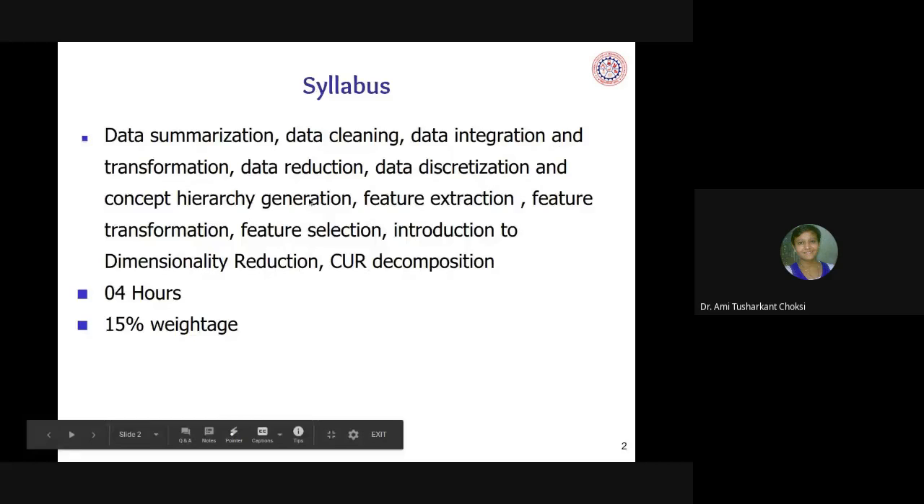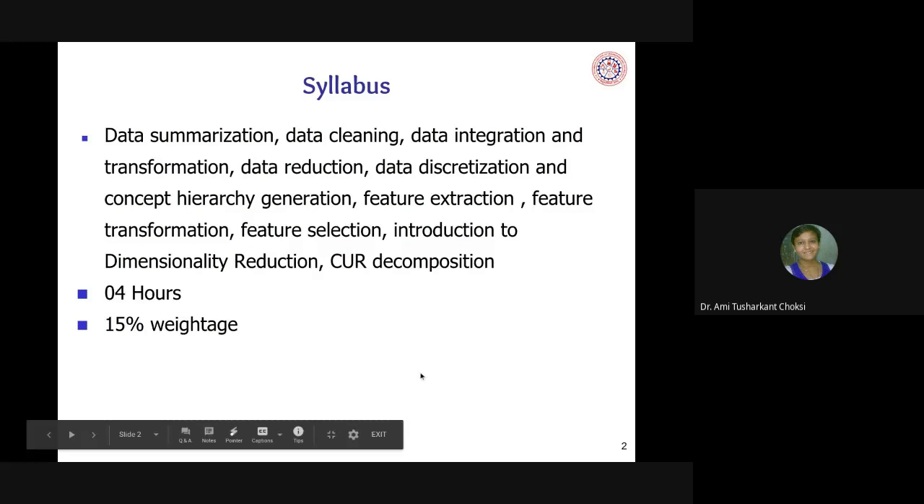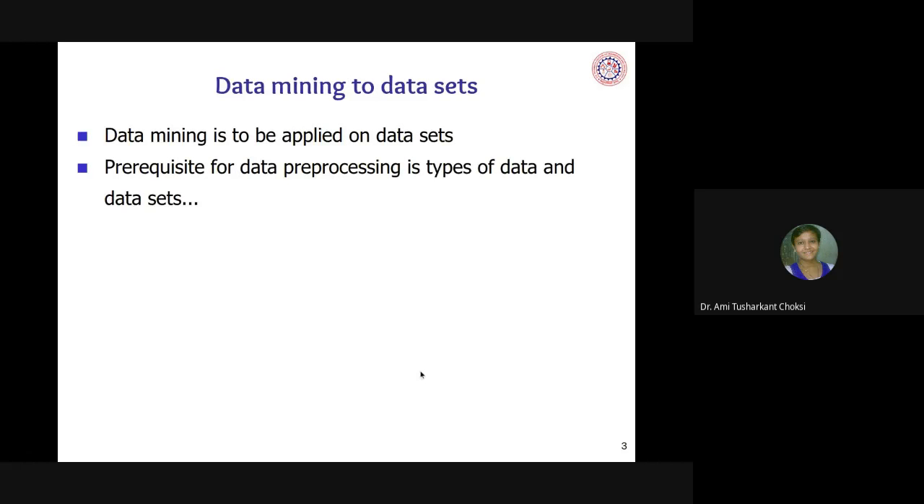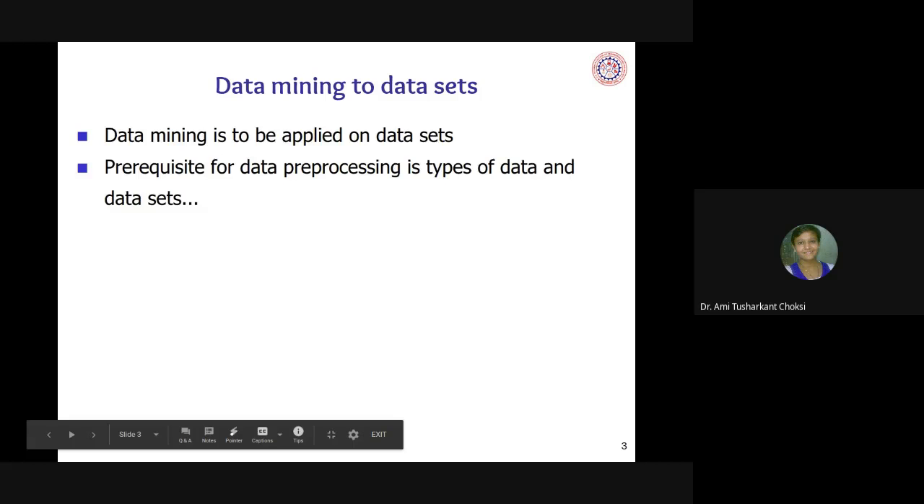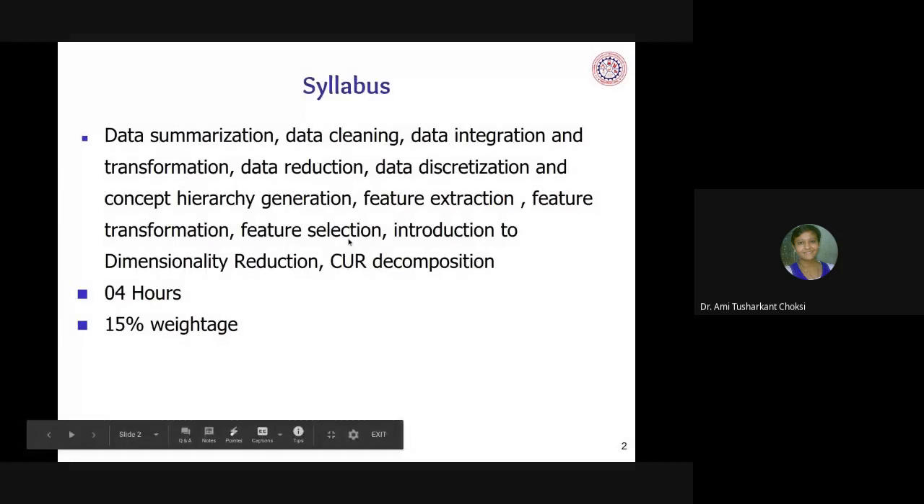So the syllabus has data summarization, cleaning, integration, transformation, reduction, discretization, concept hierarchy, feature extraction, transformation, selection, dimensionality reduction, and CUR decomposition. But we will study a few required basic things, and after that we'll start with the particular topics which are there in the syllabus, right? So let's see that.